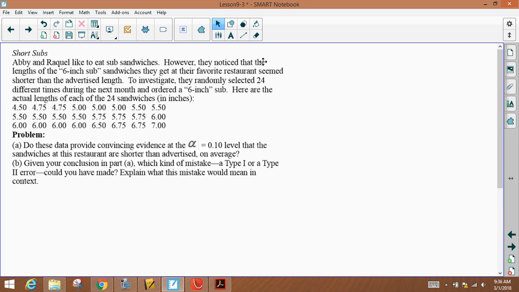Abby and Raquel like to eat sub sandwiches like everybody else in the world. Is there a sub sandwich that you don't like? There are so many variations that, I mean, maybe you don't like turkey subs, but you love meatballs. You like all of them? What about a tuna sub? You all right with the tuna sub? You would go for it? Okay.